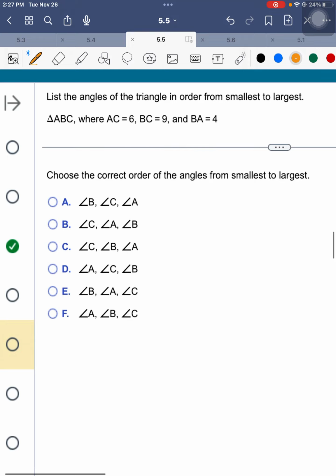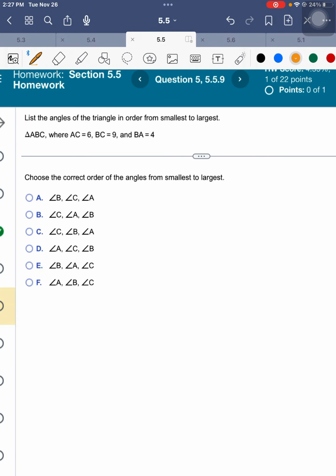BAC. Okay. So here as well: list the angles of the triangle in order from smallest to largest. Well, they want me to find angles, but I don't have angles. They gave me lengths. So let's draw a triangle with those lengths.